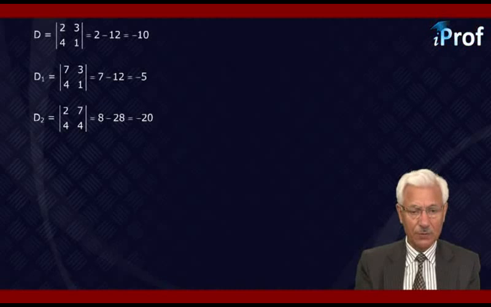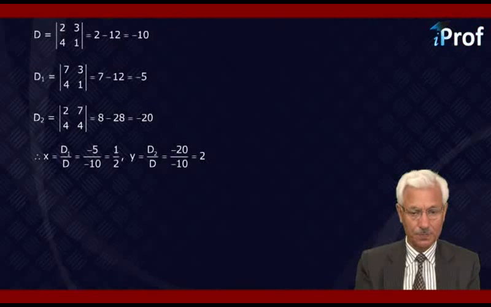Therefore, x is equal to D1 upon D equal to minus 5 upon minus 10 equal to 1 upon 2. y is equal to D2 upon D, that is minus 20 upon minus 10, which is 2. Hence 1 upon 2, 2 is the solution. Hence C option is correct.